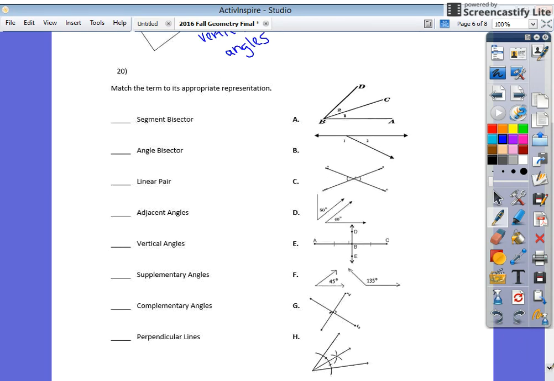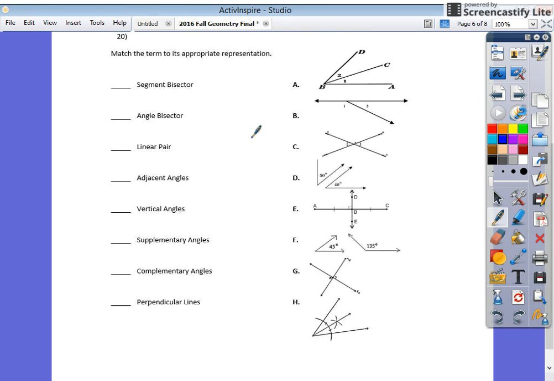On number 20, we are matching each term with its appropriate representation. Letter A is adjacent angles. We've got two angles that are next to each other. Letter B, these two angles form a linear pair. They form a line. So B is your linear pair. C, these two angles are vertical angles because they're across from each other when we have two lines intersecting. So C is your vertical angles. D is your complementary angles. 50 and 40 both add up to 90.